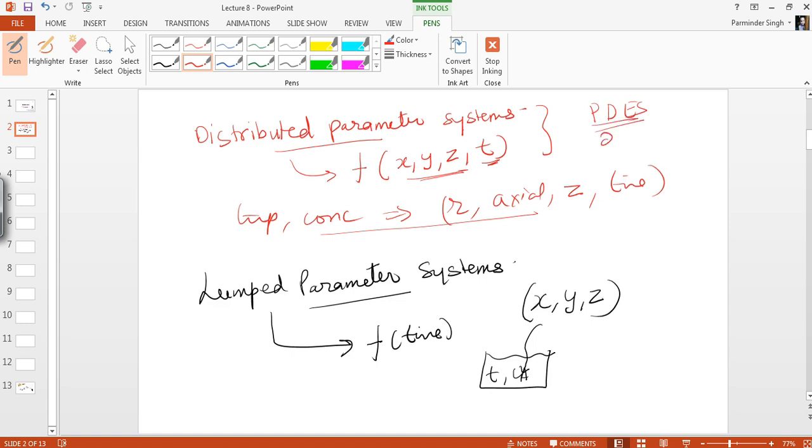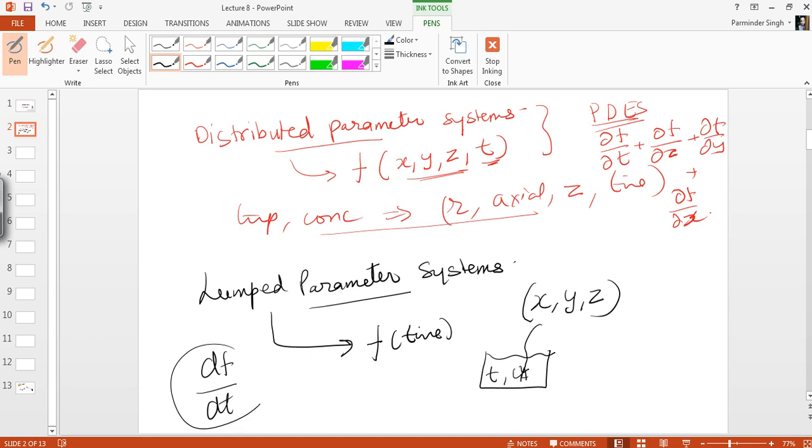That means any function can be a function of t along with a function of the position, del f by del y, plus it can be del f by del x. Clear? So the function is dependent upon these things, whereas in a lumped parameter model it will be only a function of time. So lumped parameter models give rise to ordinary differential equations. This is the clear difference between lumped parameter systems and distributed parameter systems.